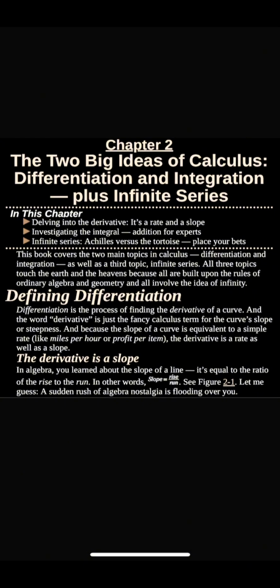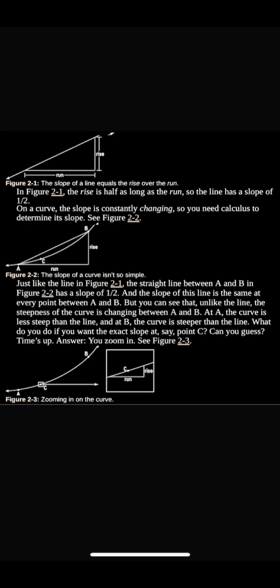The derivative is a slope. In algebra, you learned about the slope of a line. It's equal to the ratio of the rise to the run. In other words, slope is equal to rise over run. See Figure 2.1. Let me guess. A sudden rush of algebra nostalgia is flooding over you. Figure 2.1. The slope of a line is equal to the rise divided by the run. In Figure 2.1, the rise is half as long as the run, so the line has a slope of 1/2.